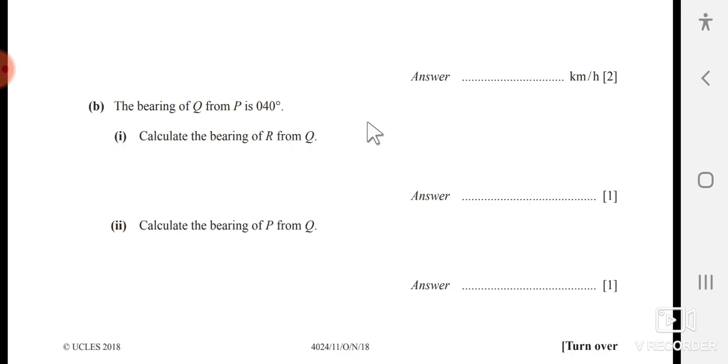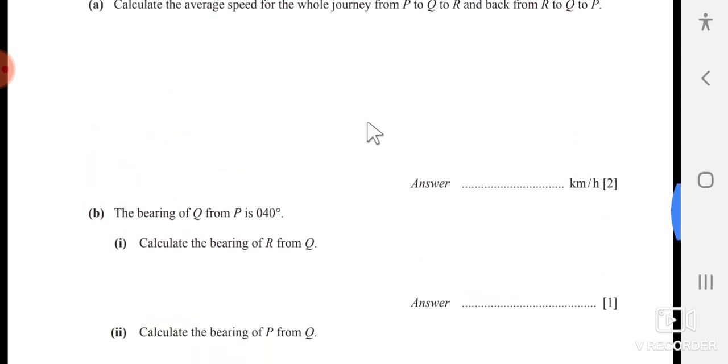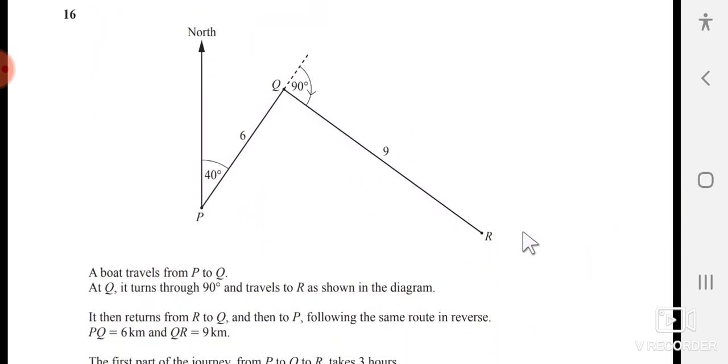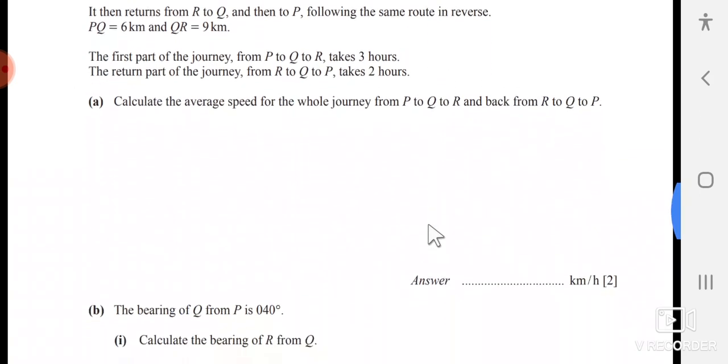Calculate the bearing of R from Q. So my dear, here R from Q, you have to draw parallel lines toward north, and this angle is 40 degrees, as this is the corresponding angle of this line when you draw the parallel lines. 40 plus 90 would be 130. That would be the answer for this question.